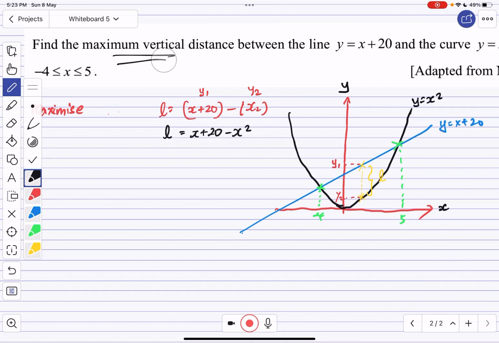Now if I want to find the maximum distance, very simple. We see that this is a differentiation question. We can do dL/dx, that gives us 1 minus 2x. Now to find the stationary point, we equate dL/dx to 0. This gives us 1 minus 2x equals 0, or x equals half.